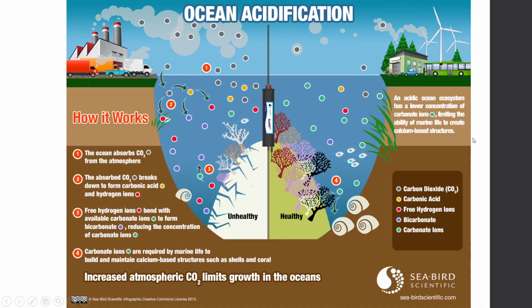So some more information about ocean acidification. This is a great little interactive for you. You can see it's not an interactive, it's just a beautiful picture. So the ocean absorbs CO2 from the atmosphere. The CO2 breaks down to form carbonic acid. The free hydrogen ions then bond with the available carbonate ions to form bicarbonate, which reduces the concentration of carbonate. The carbonate ions are required for marine life to build and maintain calcium-based structures such as shells and coral. An acidic ocean ecosystem has a lower concentration of carbonate ions. Ultimately, an unhealthy marine ecosystem has ocean acidification in it.